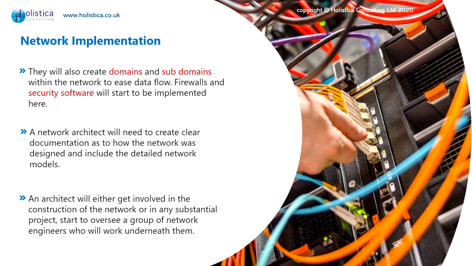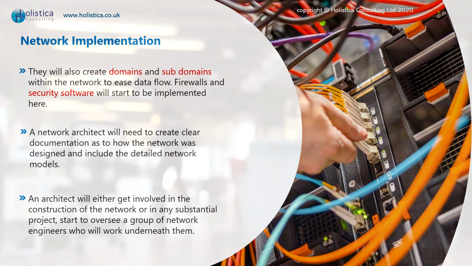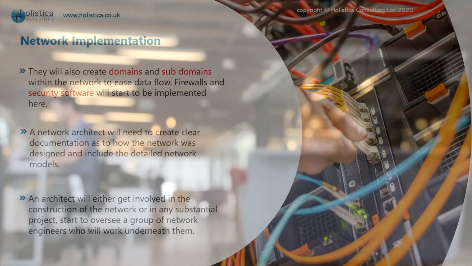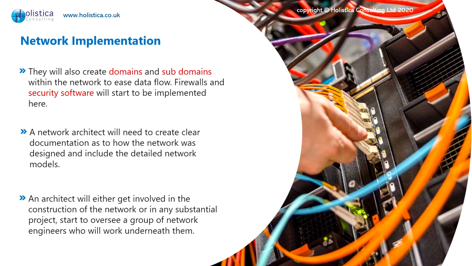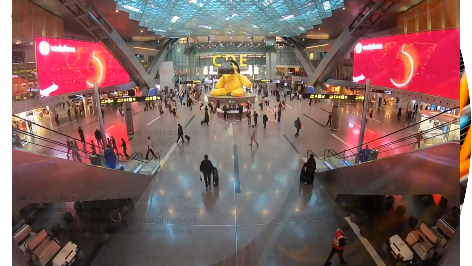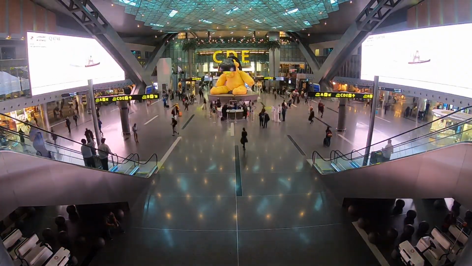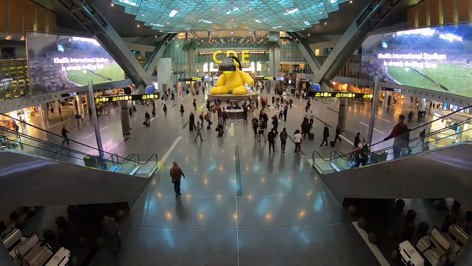That was the conceptual network model. And then the work of actually building the network begins. Now, an architect will either get involved in the construction of the network, or in any substantial project, they'll start to oversee a group of network engineers who will work underneath them. And when this happens and the network construction is completed, they will get involved in thoroughly testing and then optimizing the network and putting it through its paces in terms of making sure it's ready for the end user.